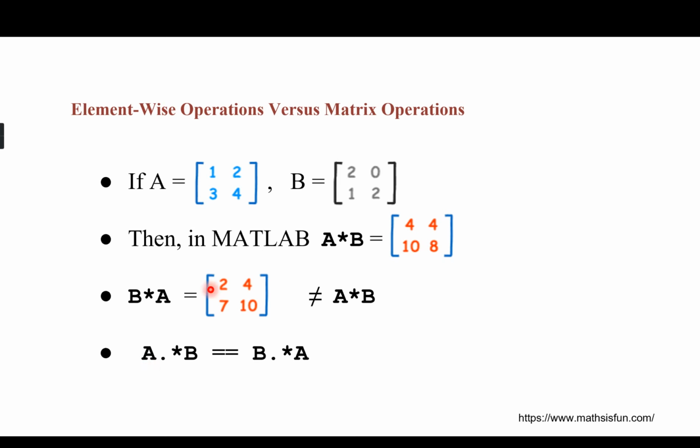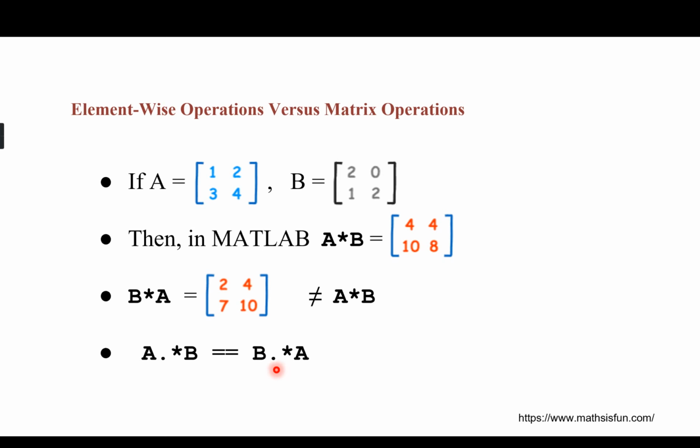However, if you put the dot before the multiplication operator, then what you will do is actually multiply 1 by 2. That will be the first element in the product. And then 2 by 0, 3 by 1, finally 4 by 2. It's not going to give you that matrix product. It will give you 2, 0, 3, and 8.